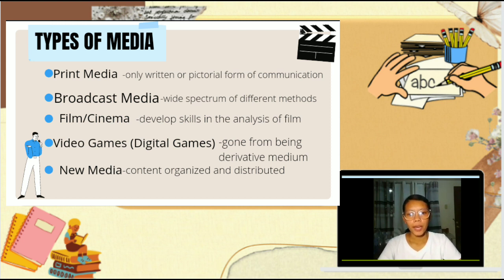Video games have gone from being a derivative medium that took its cues from other media such as books, films, and music to being a form of media that other types derive new media from. Video games have also interacted with older forms of media to change them and create new means of entertainment and interaction. The last type of media is new media.